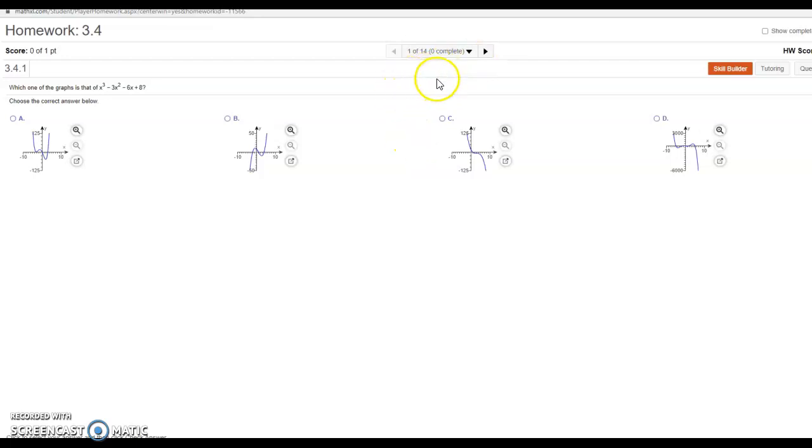Okay, so in this video I'd like to demonstrate how to work some of the homework problems on your homework section 3.4. In this section we're putting together all the little rules we learned in section 3.2 and 3.3, where in synthetic division we were trying to learn how to find the zeros and how that looked on the graph, and we learned that zeros are the same thing as x-intercepts, which are the same thing as solutions to the equation.